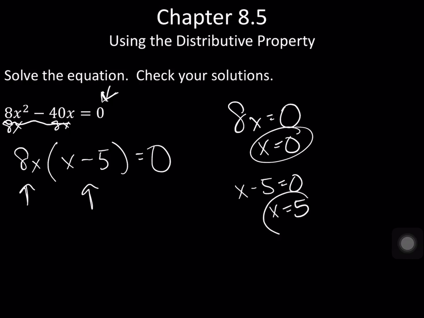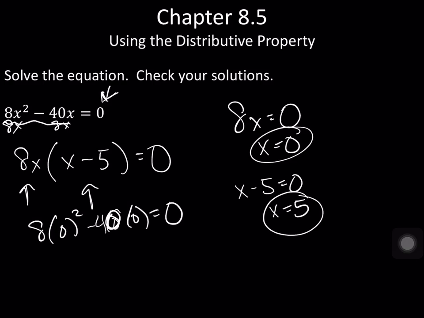Okay, so let me do this real quick. And again, we don't check a whole lot, but here we go. So 8 times 0 squared minus 40 times, wait, that's 40. 40 times 0 equals 0. Is that a true statement? Well, sure it is. 0 minus 0 is 0. Okay, so this one worked out.